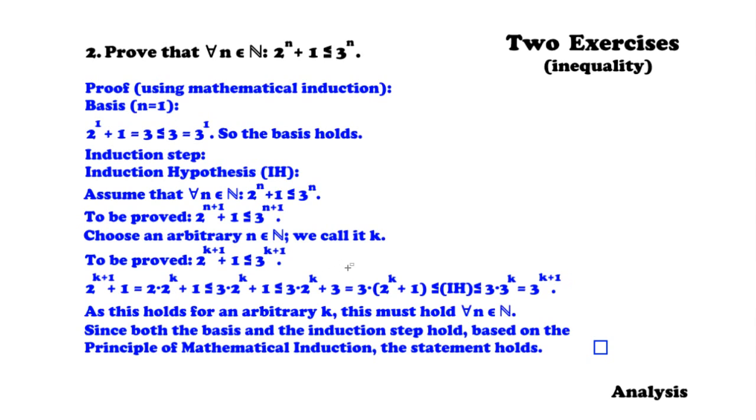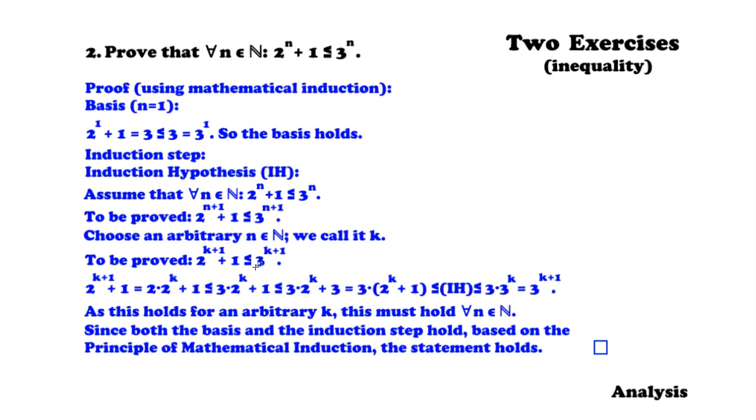Now we can extract this 3 and use our induction hypothesis, because that's what we're working to. So we have 3 times 2 to the power k plus 1. We apply our induction hypothesis, so we know that this is less than or equal to 3 to the power k. We fill in 3 to the power k, then we have 3 times 3 to the power k, and this is of course equal to 3 to the power k plus 1, which is exactly on the right hand side. And all signs in between are less than or equal to signs, so we have proved what needed to be proved for k.